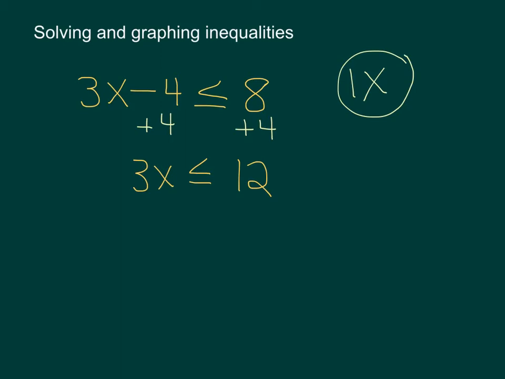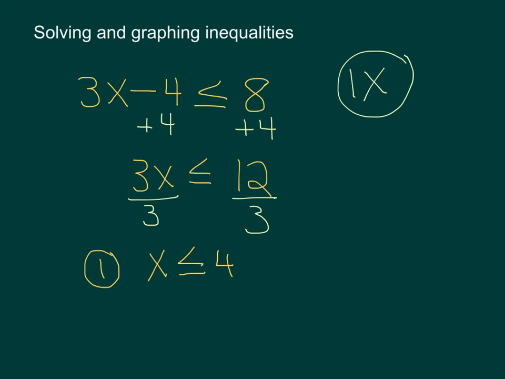My last step is going to be to divide both sides by 3. Now I have solved for 1x, and I know that x is less than or equal to 4. Remember, that is one way of representing my answer.